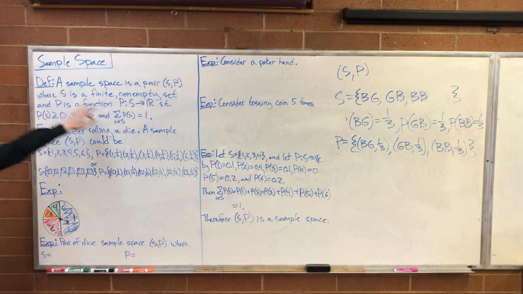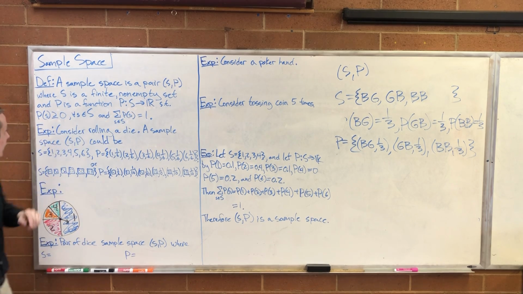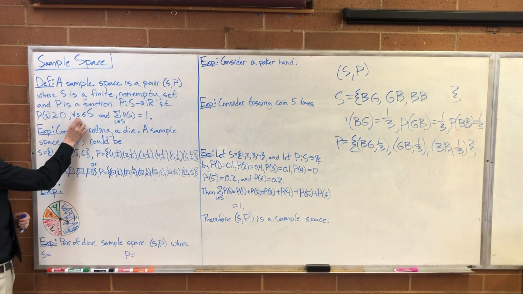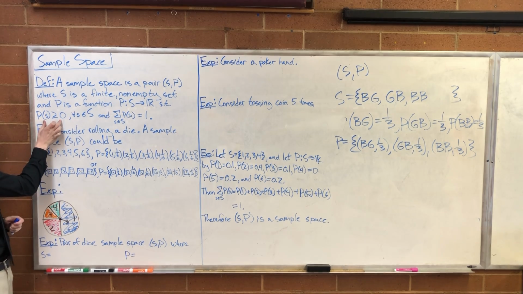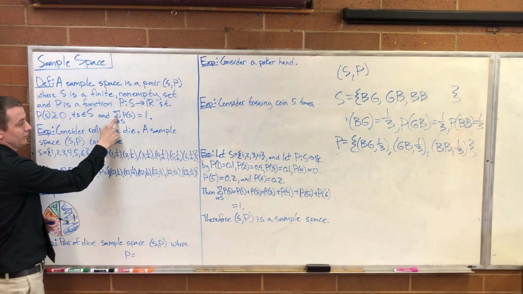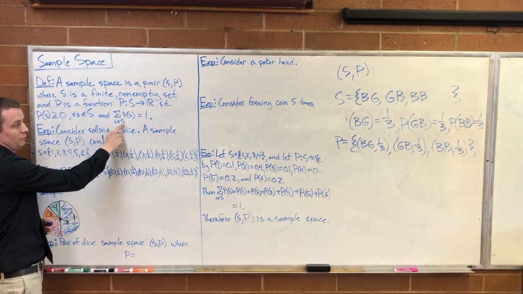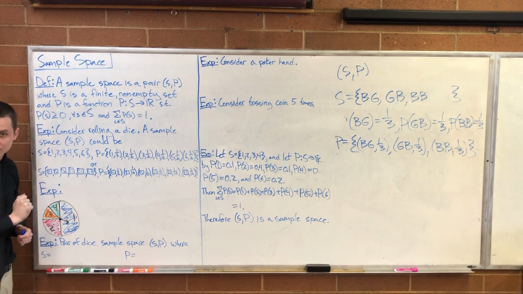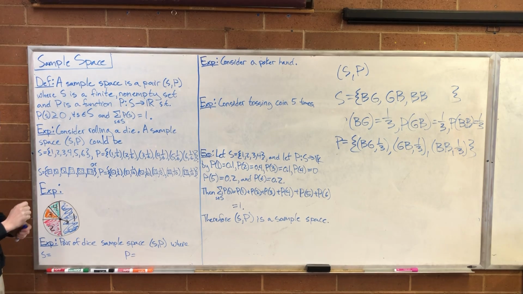A sample space is a pair S, P where S is a finite non-empty set and P, the probability function, is a function from S to R such that for any little s in big S, its probability is greater than or equal to 0, and such that the sum over all little s in big S of their probabilities adds up to 1. Good? Any questions so far? Alright.